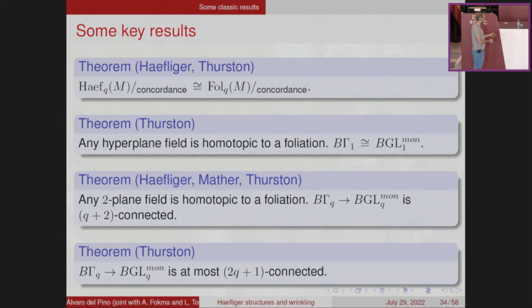And this is based on the Godbillon-Vey invariant, but I don't really know the proof, to be honest. But there's a conjecture by Haefliger and Thurston that this is kind of sharp. So the expectation is that this is 2Q connected. And this is maybe one of the most important open questions in foliation theory. So there's that.